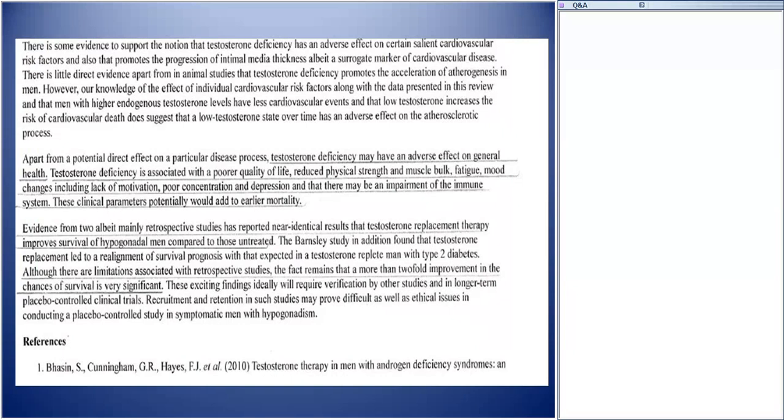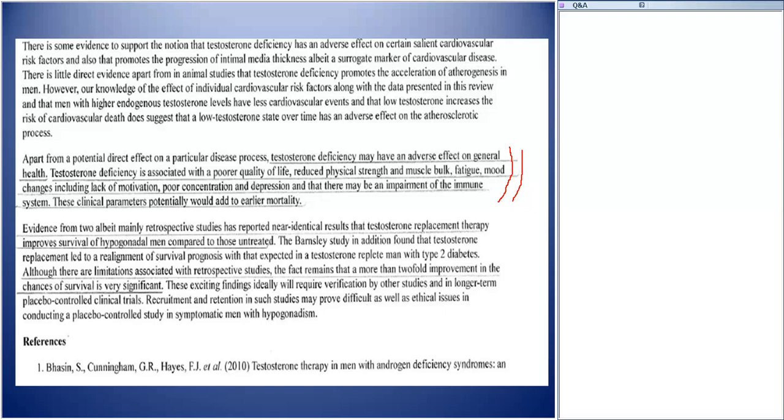In summary, testosterone deficiency may have an adverse effect on general health. Testosterone deficiency is associated with a poor quality of life, reduced physical strength and muscle bulk, fatigue, depression, changes in motivation, poor concentration, and impairment of the immune system. I asked the cardiologist what treatment they would use for these things, and they say they have no comment.